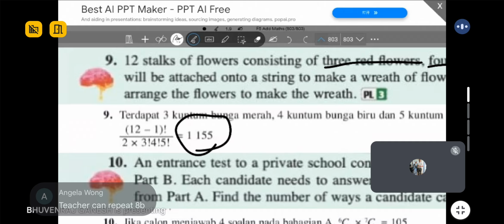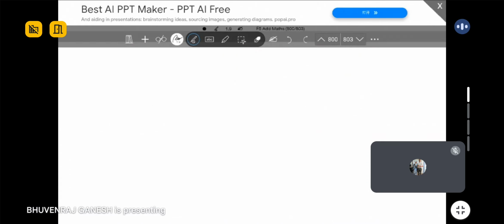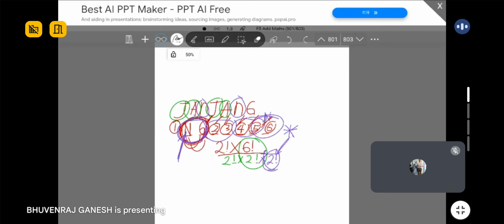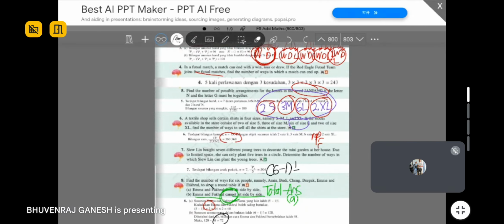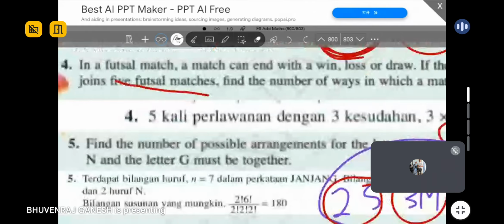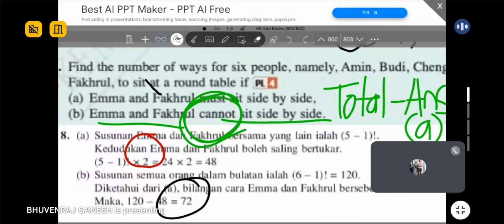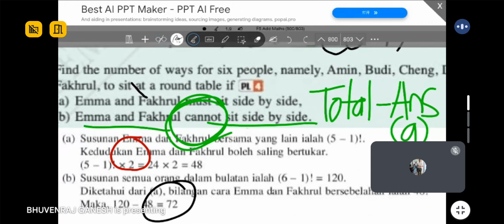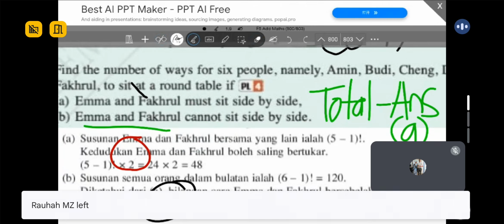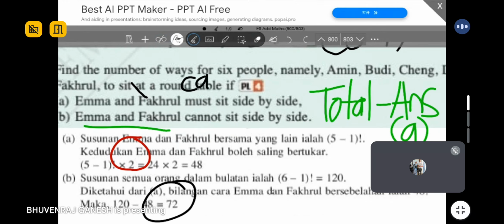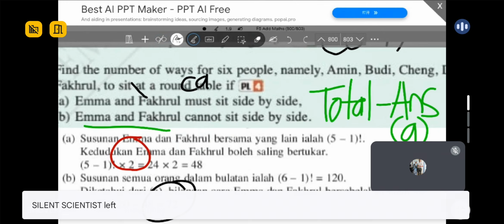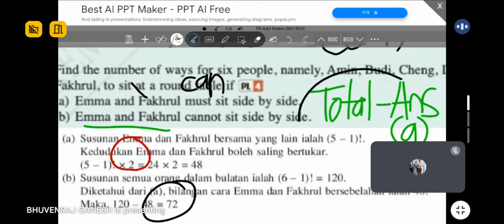Can repeat 8B? Question 8, wait let me find. Oh, this one. This one is basically you use the concept of total minus answer. Okay? Because the question say cannot. Can you see this? Cannot. So on top is can. Correct? Must sit side by side means they can sit side by side. So opposite of can is cannot. Correct? So means that you will use total minus the answer in A.